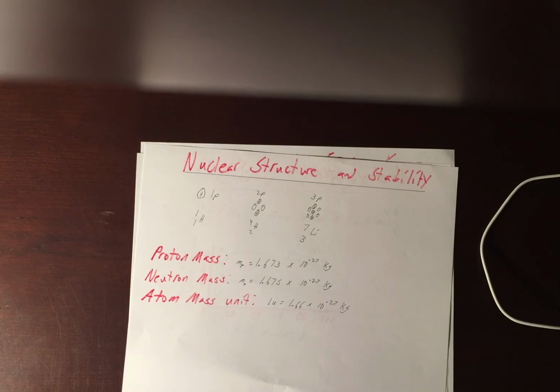And the mass of a proton is 1.673 times 10 to the negative 29 kilograms. Your neutron mass is going to be 1.675 times 10 to the negative 27 kilograms. And your atomic mass unit is going to equal 1.66 times 10 to the negative 27 kilograms. And this is equal to 1/12 the mass of a carbon-12 isotope.